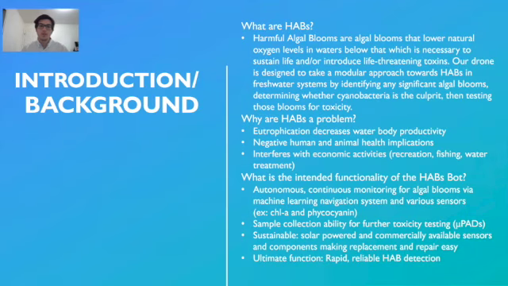So what are HABs? Harmful algal blooms are colonies of algae that lower the natural oxygen levels in the water, and they also produce life-threatening toxins to humans and other animals. Why are HABs a problem? They have huge negative health impacts on humans and other animals that might be swimming or drinking out of the water. This also interferes with economic activities like recreational swimming, fishing, and water treatment.